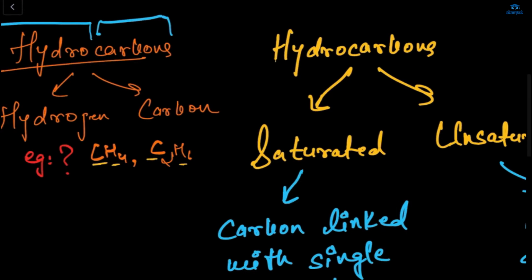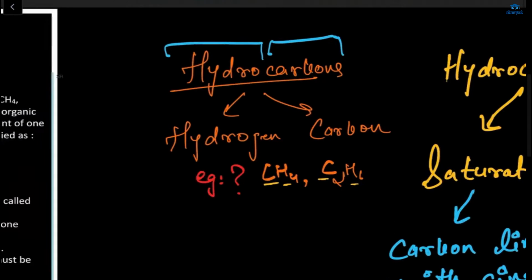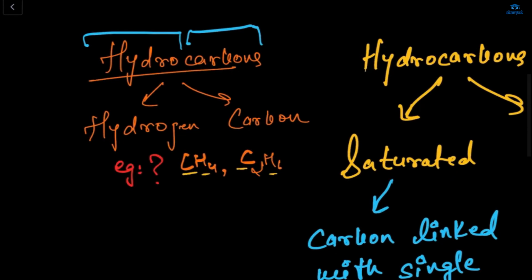So, hello, Safia. Safia, we have started this new topic, hydrocarbon. A hydrocarbon basically consists of two things: first your hydrogen, then your carbon. For example, you can write CH4, C2H6, any example which consists of carbon and hydrogen. So that is basically your hydrocarbon.